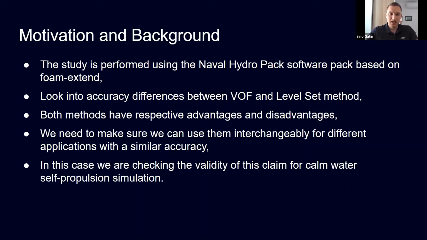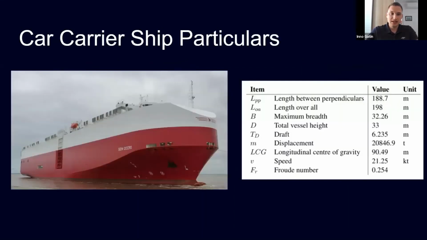In this particular case, we are testing this on an example of self-propulsion in calm water. So our test case is a car carrier ship built here in Croatia in a former shipyard called Uljanik, for which we are lucky enough to have sea trial data. So we have actual measurements from the sea trial in full scale. It is a 200-meter vessel sailing at 21 knots.